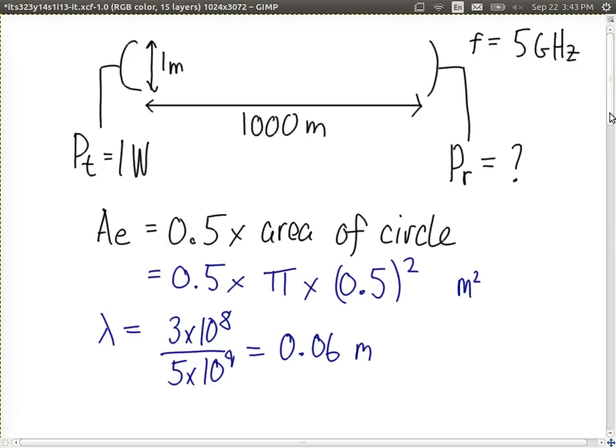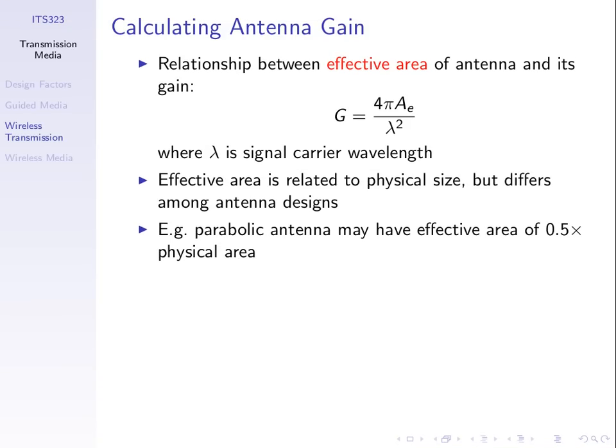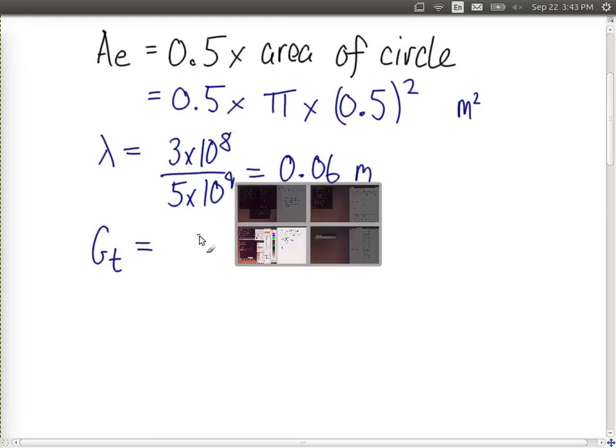So now we plug those values into our gain equation. The gain of the transmit antenna, 4 pi times the effective area divided by the wavelength squared.